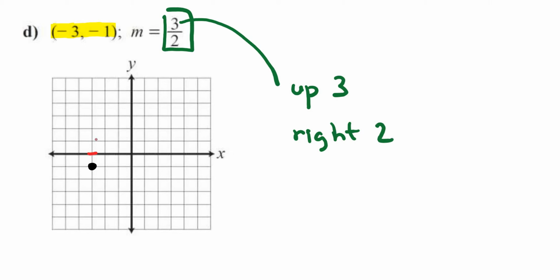So up 3, 1, 2, 3, and then over 2, 1, 2. Then up 3, over 2. And once I've ran out of space, I can go back to my starting point, and then I can go down 3 and left 2. So down 3, 1, 2, 3, and left 2, 1, 2, like that. There you go. There are my points there, and I can just draw a line connecting all 3 points. And that would be my graph for letter D.